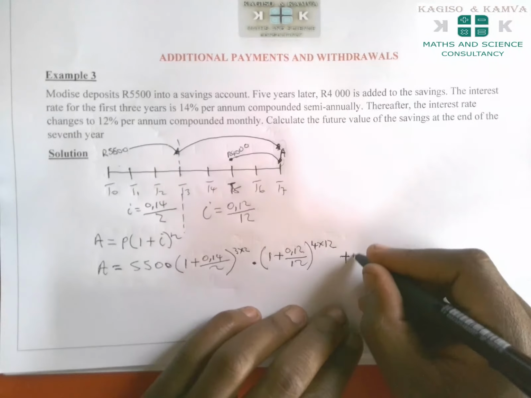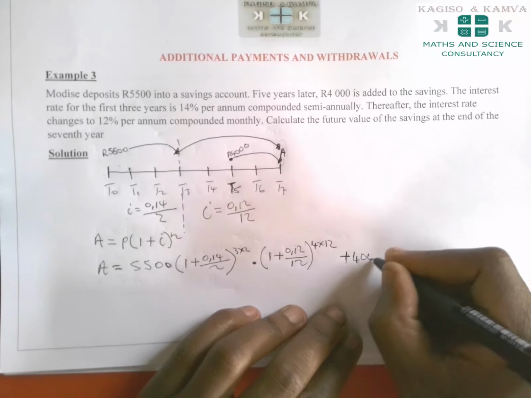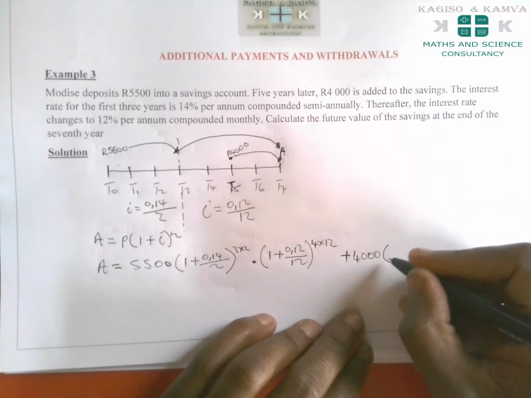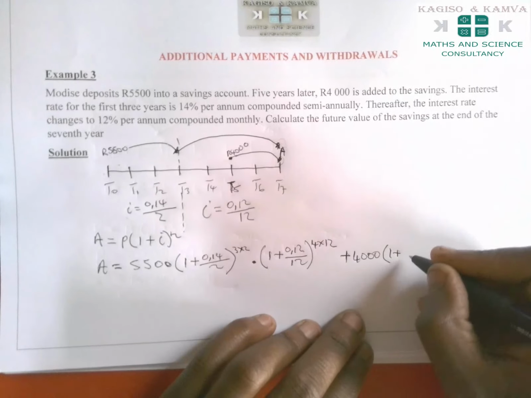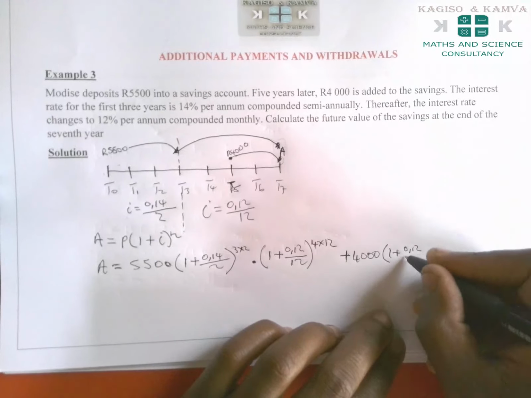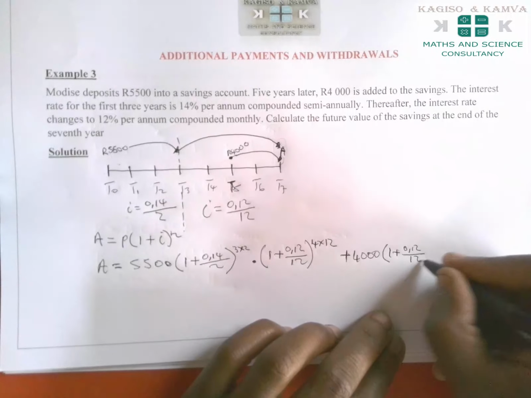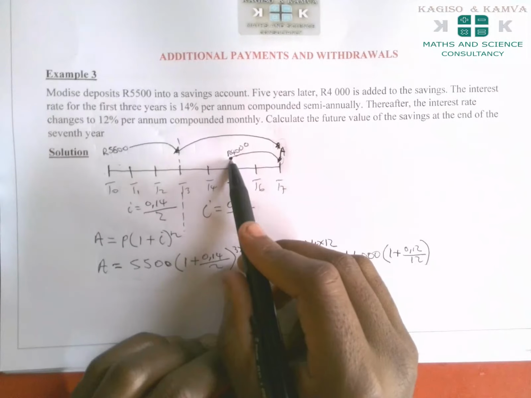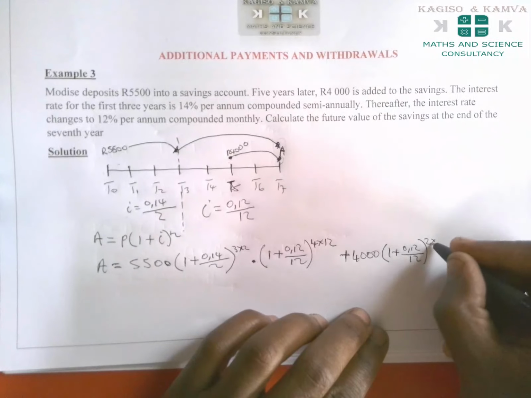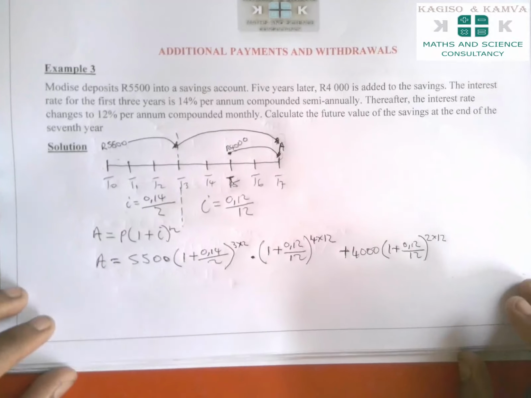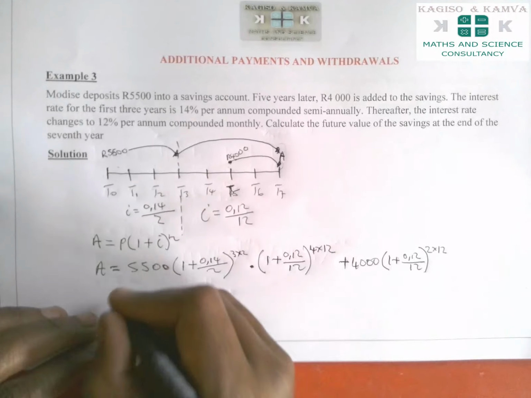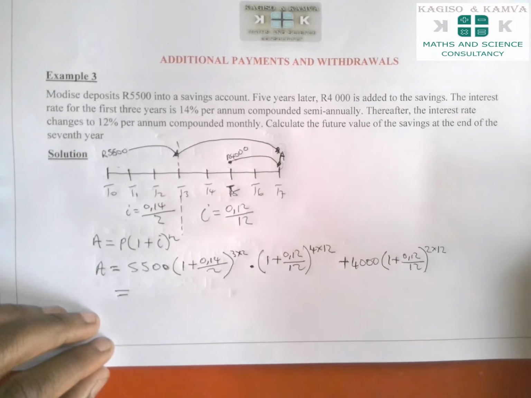So this is going to be plus 4,000, and then you see 1 plus 0.12 divided by 12. It was invested for how many years? For 2 years. So this is going to be 2 times 12. 2 times 12.